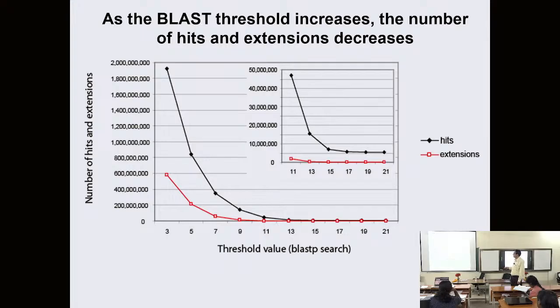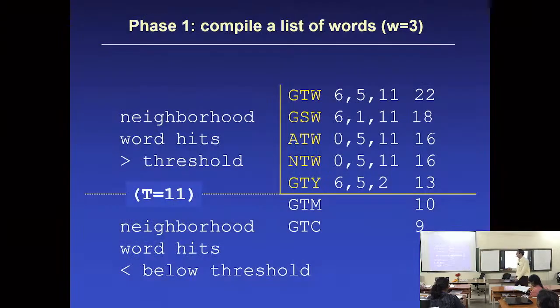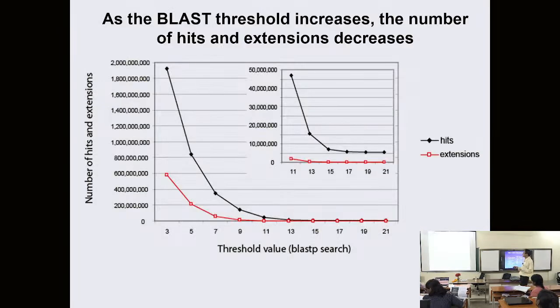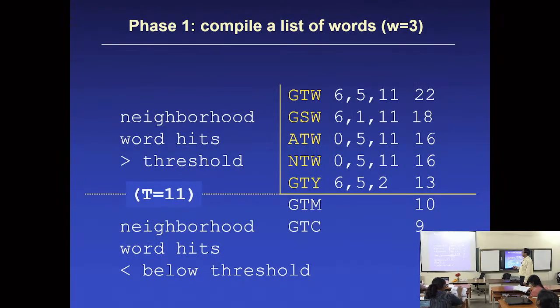When you increase the threshold value, then the number of hits and extensions will increase or decrease? Decrease, right? Because if you increase this, there would be fewer hits, so fewer extensions. So which is this one? So this is shown here.